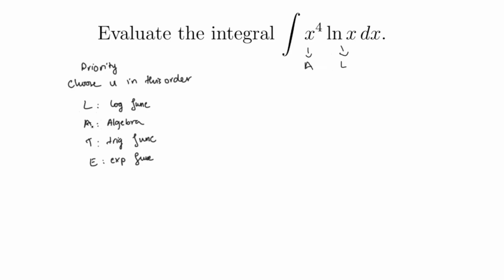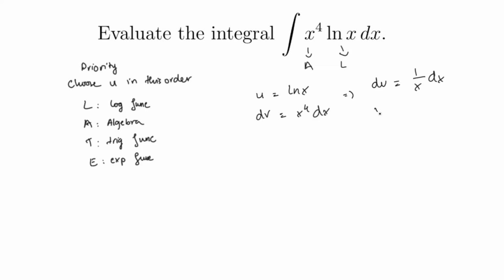Because L is higher than A, we're going to choose the logarithm function. So u equals natural log of x, and dv equals x to the 4 dx. We differentiate u, so we have du equals 1 over x dx.